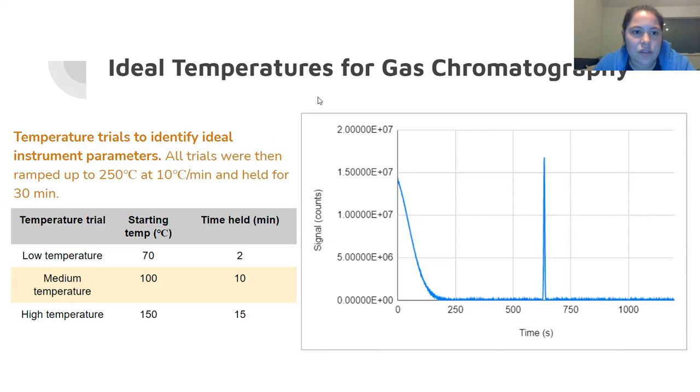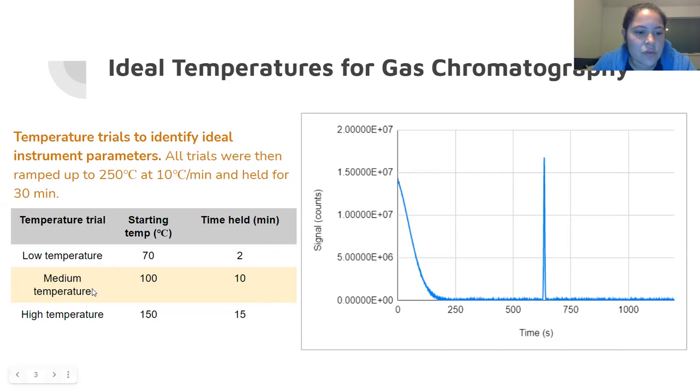So first we wanted to determine the ideal temperatures to run the experiment, and we tried three different variations of temperature. We tried the low temperature, which we started at 70 degrees Celsius, and held for 2 minutes, and then ramped up to 250 degrees at a 10 degrees per minute temperature change, and held at 250 for 30 minutes. The medium temperature, we started at 100 and held for 10 minutes. That did the same ramp up of temperature as explained here. And for the high temperature, we started at 150 degrees Celsius and held it for 15 minutes.